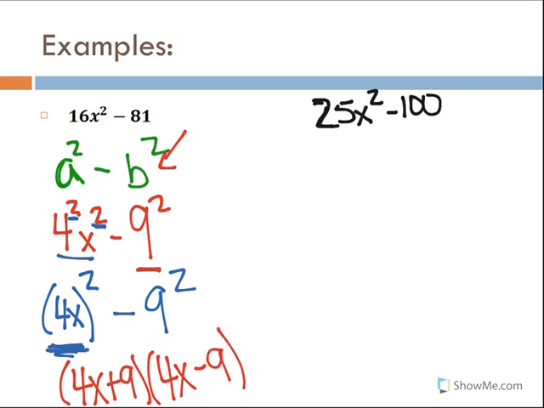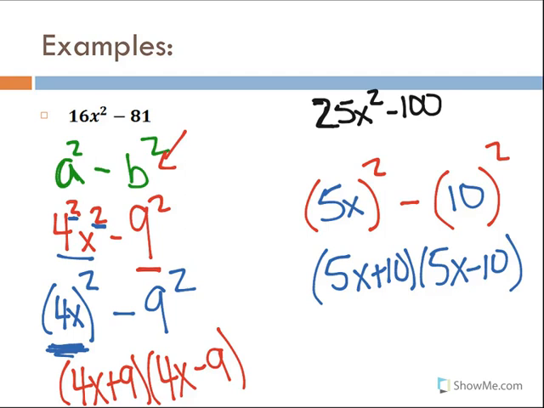For our next one, let's do it the same way. You want to rewrite this whole front term as something squared minus your second term squared. Go ahead, pause your video, give that one a shot. Hopefully we recognized that 25 is the same as 5 squared, so I can write this as 5x squared. 100 we can break down as 10 squared. And then again it's my first plus my second, and the other one is my first minus the second.